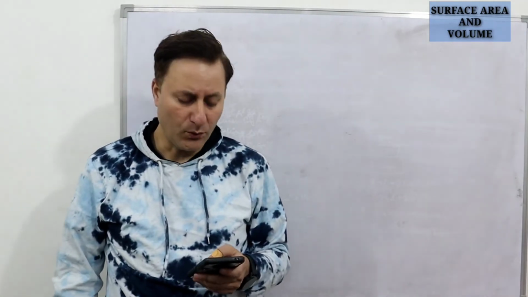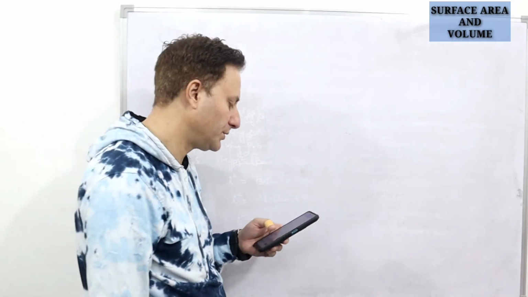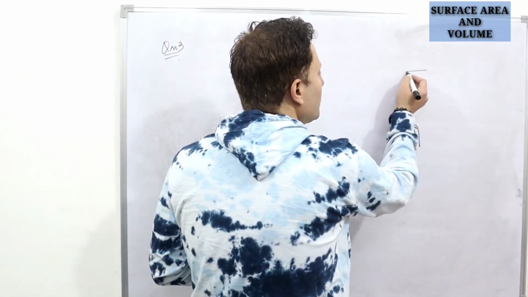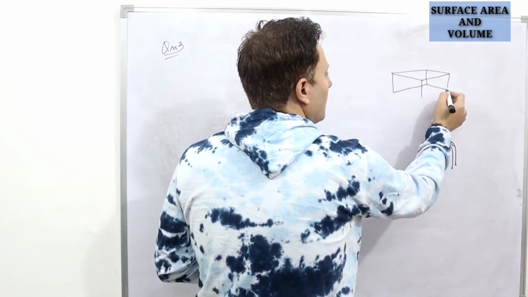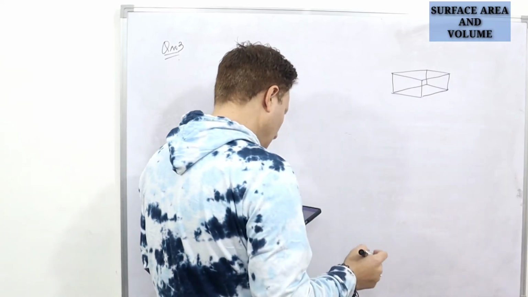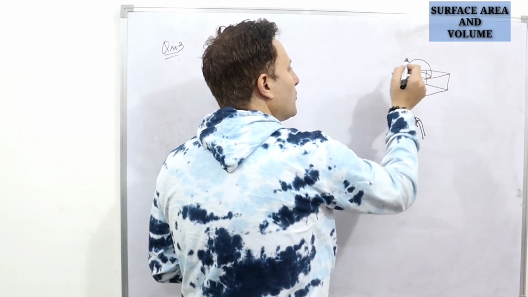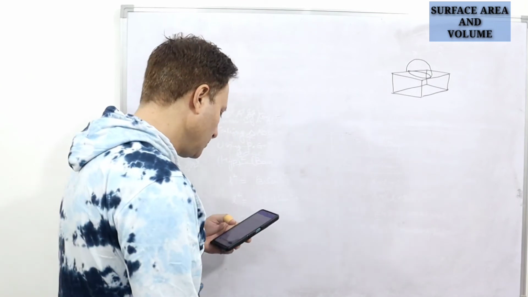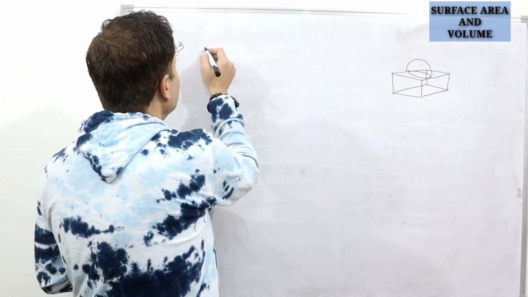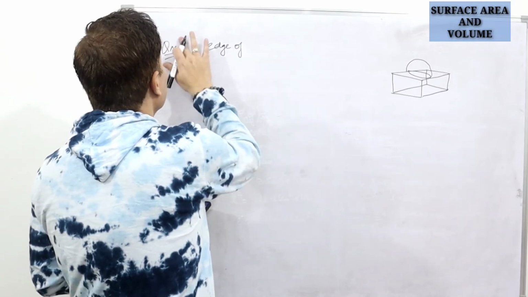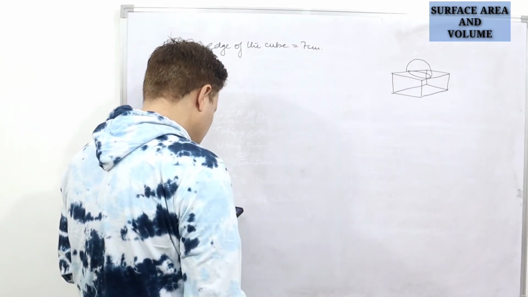Hey guys, so question number 4, what does it say? It says a cubical block of size 7 centimeters is surmounted by a hemisphere. So we have a cubical box. Let this be the cubical box. Now it says it is surmounted by a hemisphere, so we have a hemisphere on top of this thing. Now, a cubical block of size 7 centimeters, so the edge of the cube is equal to 7 centimeter.